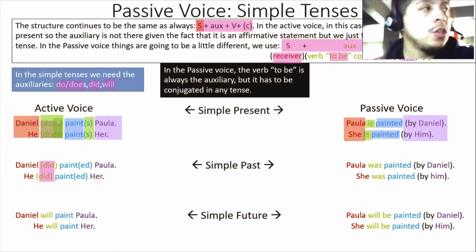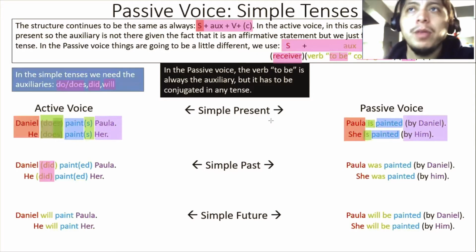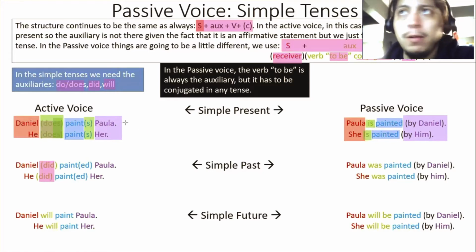Daniel used to be the subject in the active voice. In the passive voice, Daniel is the complement. And because he is the complement, you replace it with an object pronoun. It's not "he," like he was here. It is now "him." Does it make sense? So Paula is painted by Daniel, or she is painted by him. Daniel painted Paula, or he painted her. Daniel paints Paula, or he paints her. These two sentences are the same.